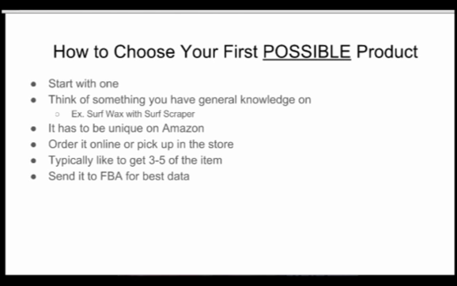And so the bundle that I chose to have as my first possible product is just something that I have knowledge on. It's nothing crazy complicated. There's tons of surf wax on Amazon. There's surf scrapers on Amazon. And I'm going to put the two together as a nice, unique bundle.